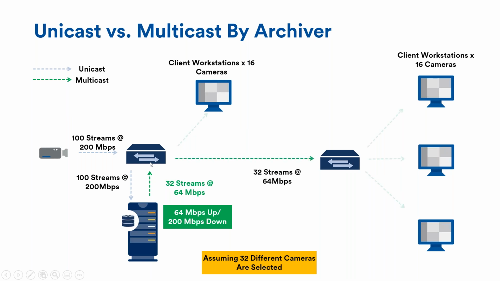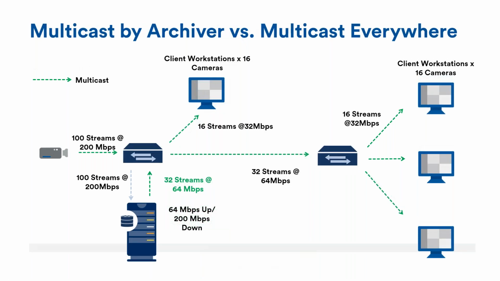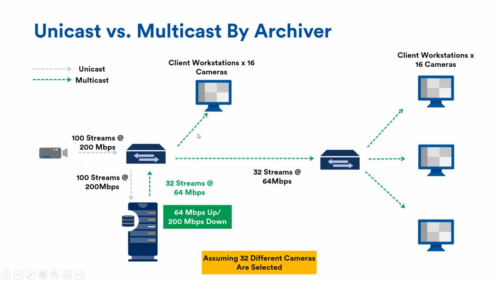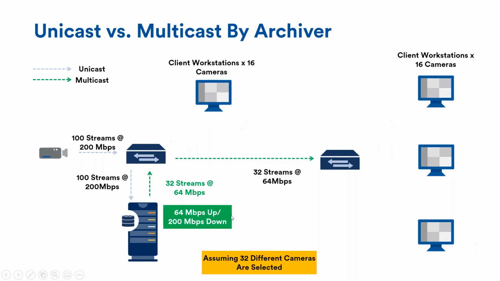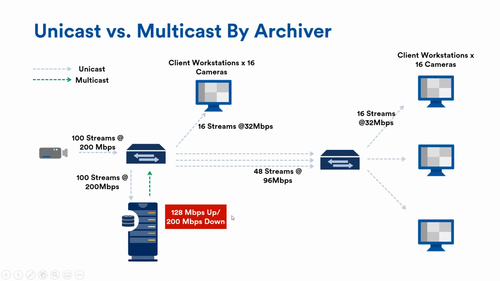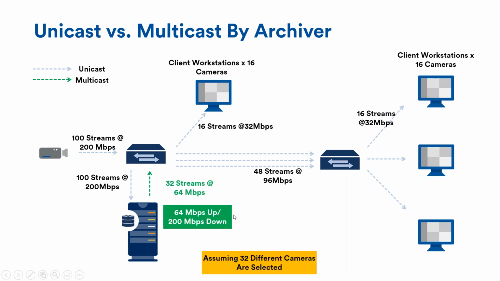And then the switches are responsible for distributing the video to the workstations. So that's significantly less than our 328 megabits per second. Now we have 264 megabits per second if we do multicast by archiver.